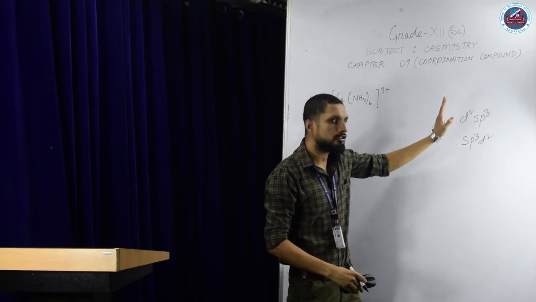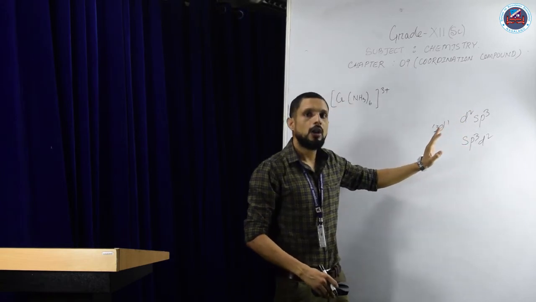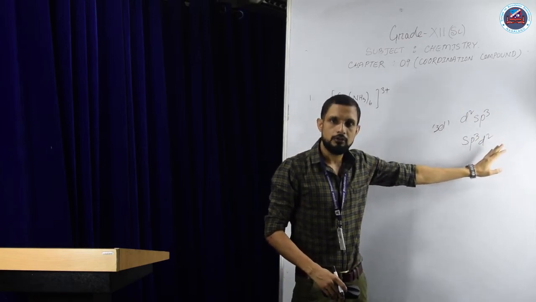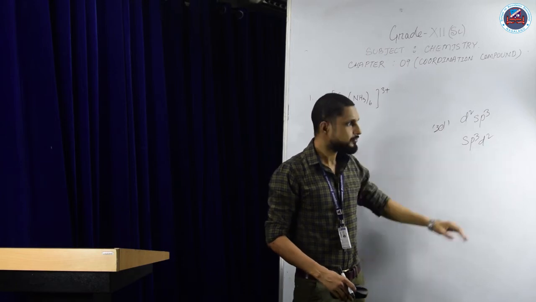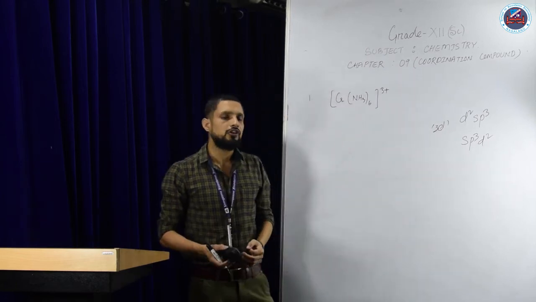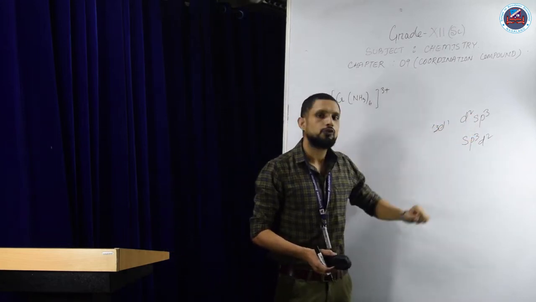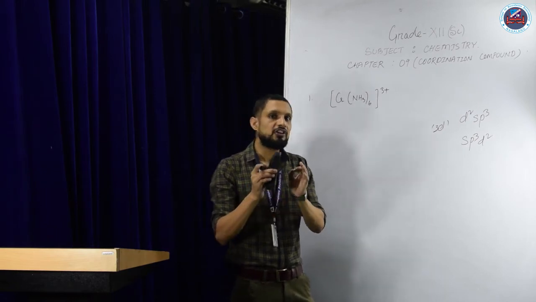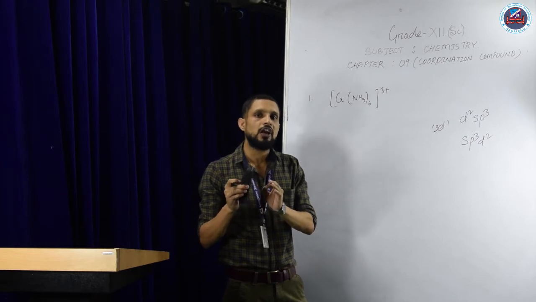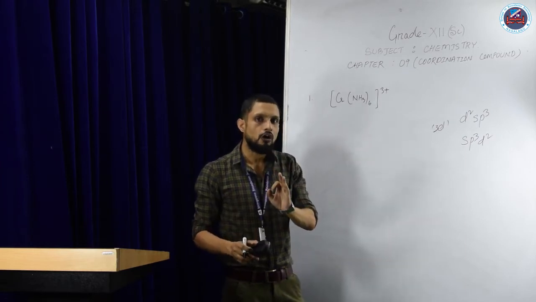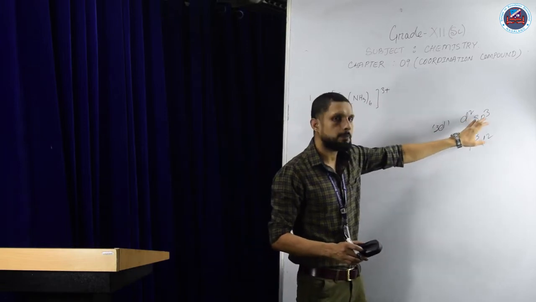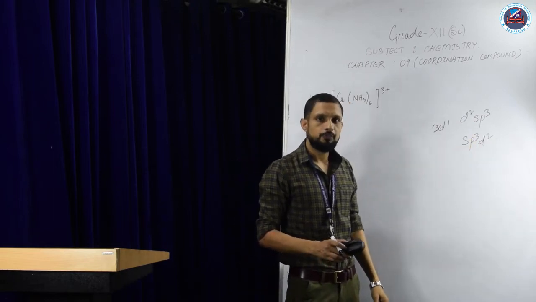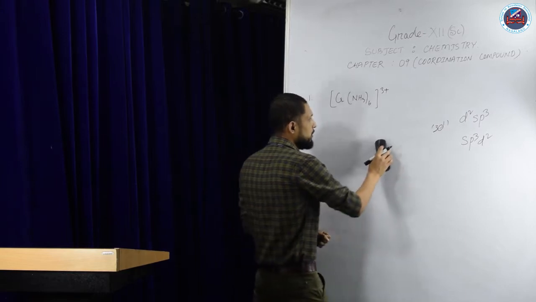Remember, if it is on the left hand side, the d orbitals will come from 3d. But if it is on the right hand side, the d orbitals will come from 4d. Next, how will you know whether to use d2sp3 or sp3d2? Very simple. Check the nature of the ligand, whether the ligand is strong field or weak field. If the ligand is a strong field ligand, we'll use d2sp3. If it is a weak field ligand, we'll use sp3d2. So let us discuss this with the help of an example.